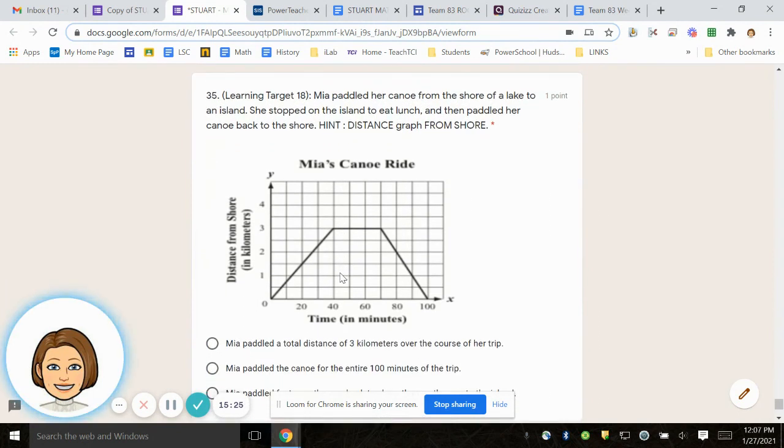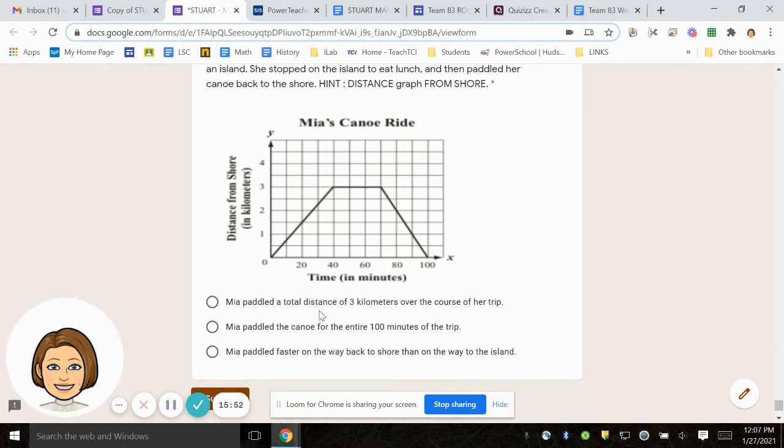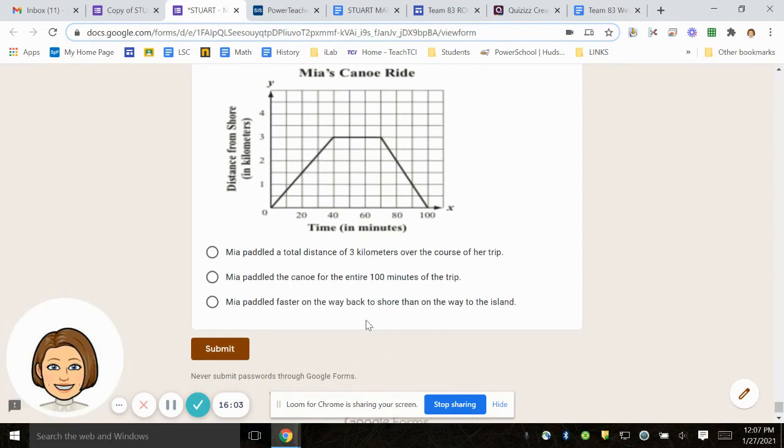Number 35, Mia paddled her canoe from the shore of a lake to an island. She stopped on the island to eat lunch, and then paddled her canoe back to the shore. Hint, this is a distance from shore graph. So here she's at the shore. She's moving away. What happens here at the horizontal line? And then it comes back. So which of these statements are true? Mia paddled a total distance of 3 kilometers over the course of her trip. Remember, she goes there and back. Mia paddled the canoe for the entire 100 minutes of the trip. Or last, Mia paddled faster on the way back to shore than on the way to the island.